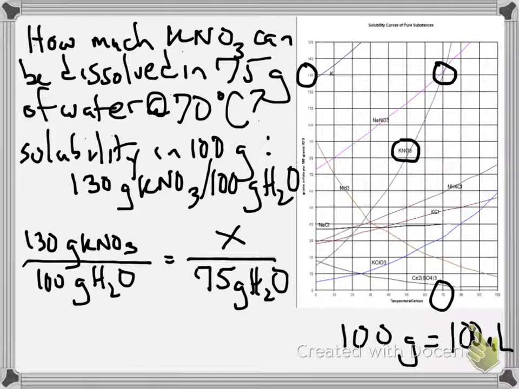So our math is going to look like this, because we're going to cross multiply since we have a proportion: 100 times x equals 130 times 75.